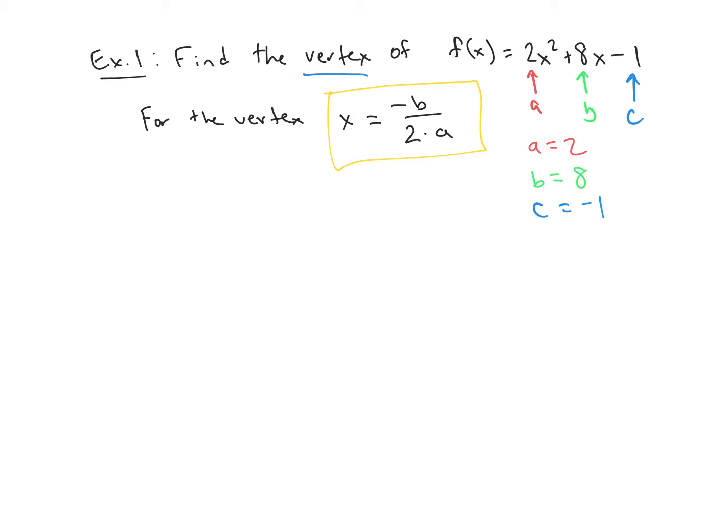So if I'm trying to find the vertex, I can plug in those numbers. So x equals negative b, so negative 8 because my b is 8, divided by 2 times a, where a is 2. In the bottom, 2 times 2 is 4, and then negative 8 divided by positive 4. 8 divided by 4 is 2, and a negative divided by a positive is a negative 2.